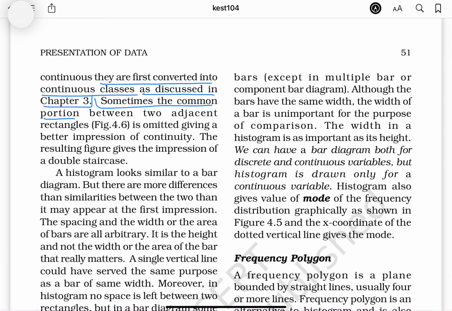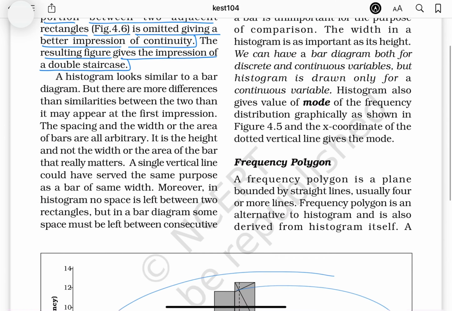Sometimes the common proportion between two adjacent rectangles, figure 4.6, is omitted, giving a better impression of continuity. The resulting figure gives the impression of a double staircase. A histogram looks similar to a bar diagram, but there are more differences than similarities between the two than it may appear at first impression.